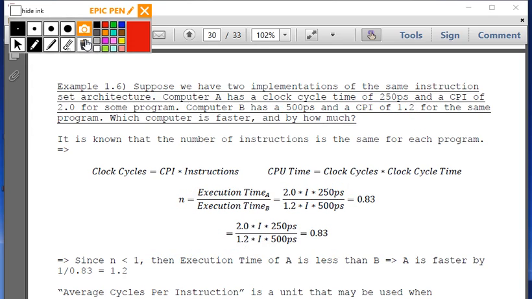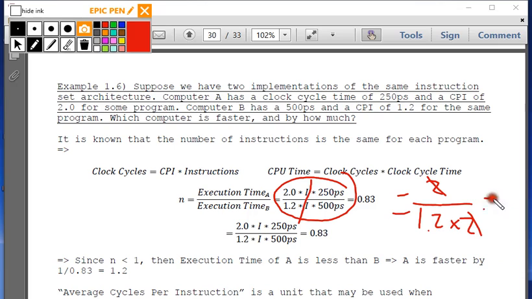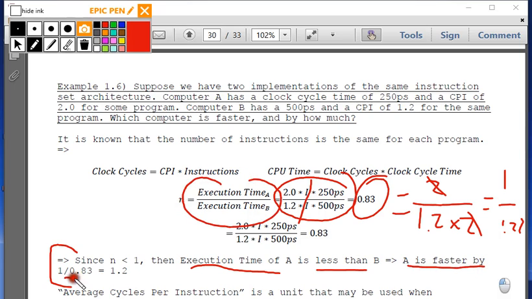We get rid of all this, and we see that that is the equation we have set up. And then you can cancel those out. So you can see what will happen here is this becomes 250 picoseconds over 500 picoseconds. This becomes 1.2 times 2. These cancel out. This is 1 over 1.2, which is approximately 0.83. And here, remember, since n is less than 1, then the execution time of A is less than B. So therefore, A is faster by a factor of 1.2.